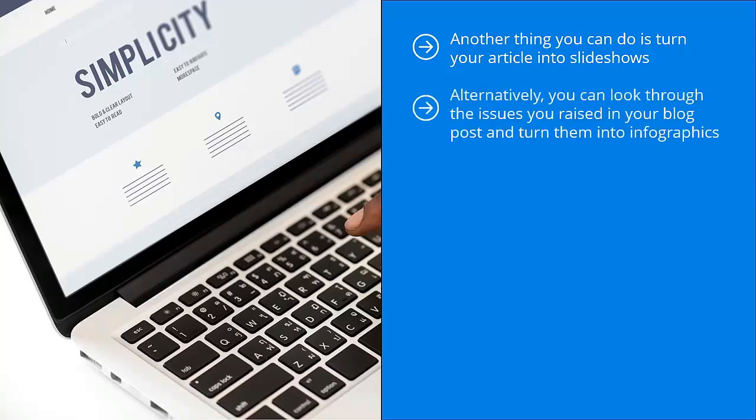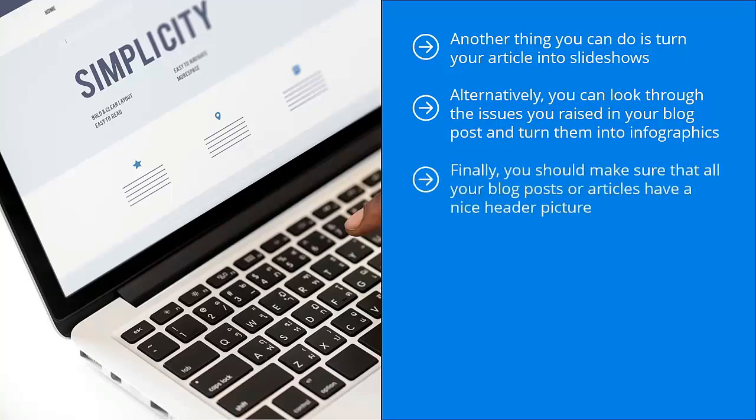Alternatively, you can look through the issues you raised in your blog post and turn them into infographics. Infographics are essentially stripped-down graphical forms of articles or blog posts. They focus on the most important points you raised and make them easier to understand by the viewer by converting them into pictures. Share these infographics on Pinterest. Finally, you should make sure that all your blog posts or articles have a nice header picture. This way, when you load the link on Facebook, a nice preview shows up. It grabs eyeballs and people are excited to share the content.